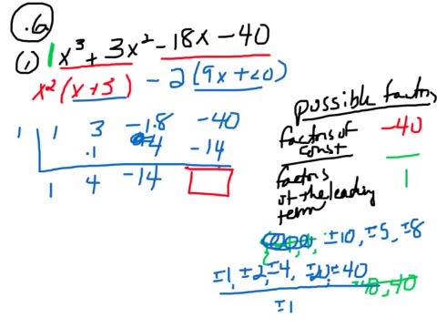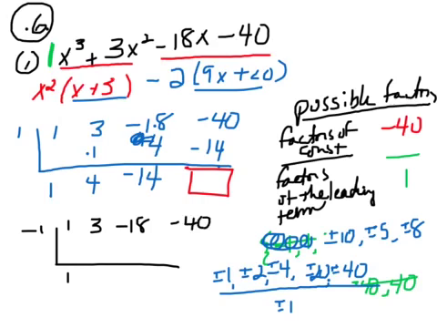Let me try negative 1. I don't know if it'll do any better, but we're going to try it. So drop down my 1. Oops, I have to write all my coefficients down. Negative 1 times 1 is negative 1. I'll write that below the 3. Okay, so negative 1. 3 plus negative 1 is 2. Negative 1 and 2 is negative 2. Negative 18, negative 2 is negative 20. Negative 1 times negative 20 is 20. Didn't go in evenly, so I'm not finding anything yet.